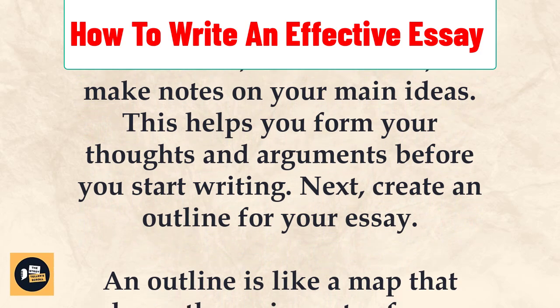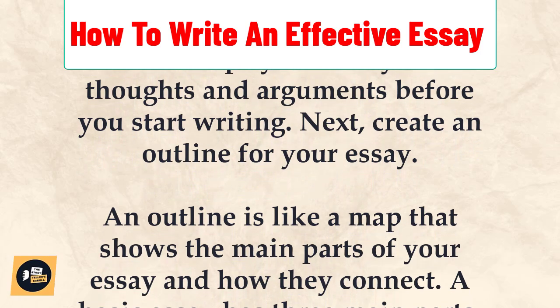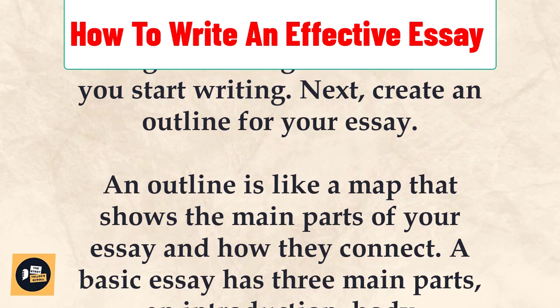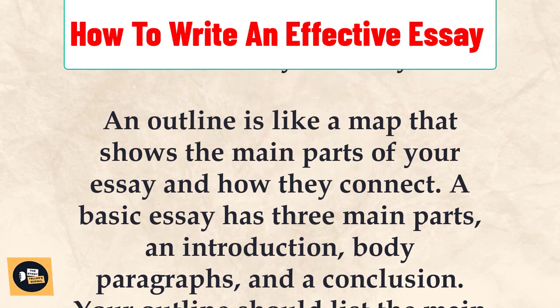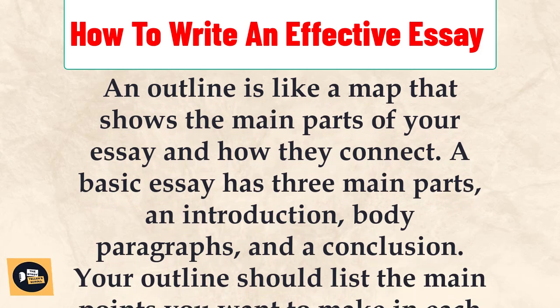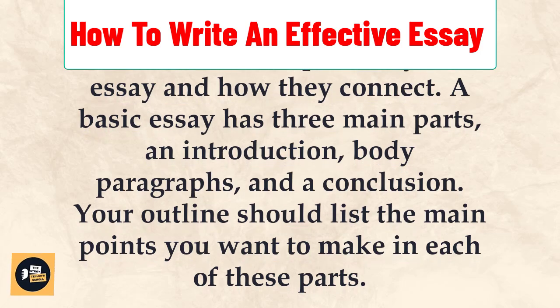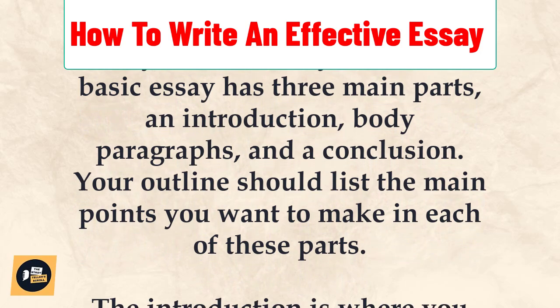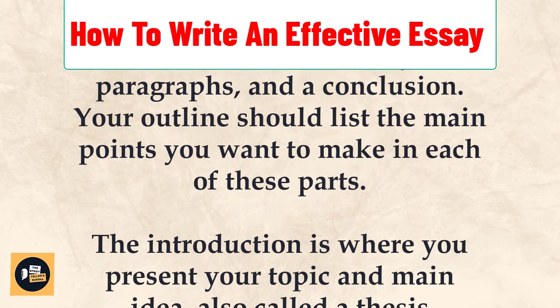Next, create an outline for your essay. An outline is like a map that shows the main parts of your essay and how they connect. A basic essay has three main parts: an introduction, body paragraphs, and a conclusion. Your outline should list the main points you want to make in each of these parts.